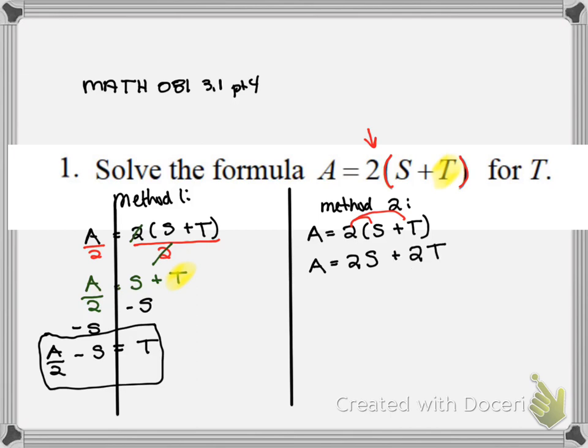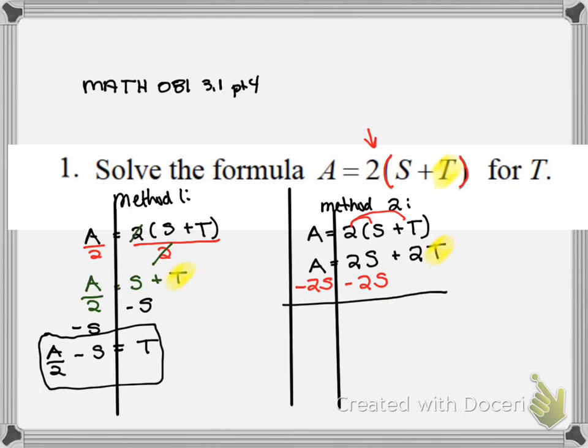Again, remember, we still have that goal of solving for T. So before I can get rid of the 2 next to T, I have to get rid of the 2S. So I need to subtract 2S from both sides. And again, it's always a good idea to draw that line down the middle of your equation so that you don't lose track of the left side or the right side.